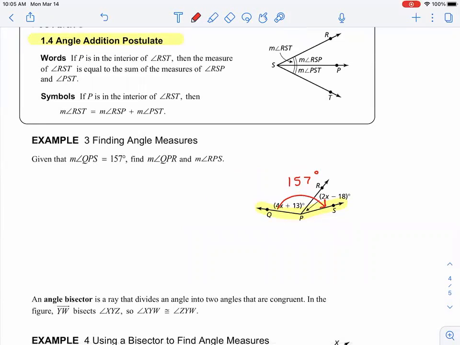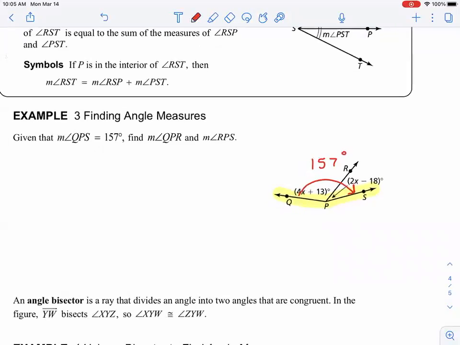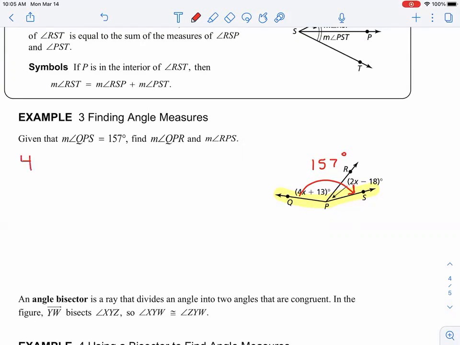So we're going to use a little algebra here. So the left part is 4x plus 13, plus the right part, which is 2x minus 18, equals 157. Okay, the two angles added together have to add up to be 157. So in a moment, we're going to solve this for x. And once we know what x is, we can then plug it in to find each angle here.